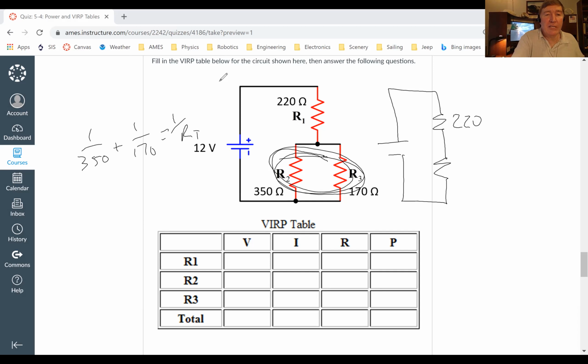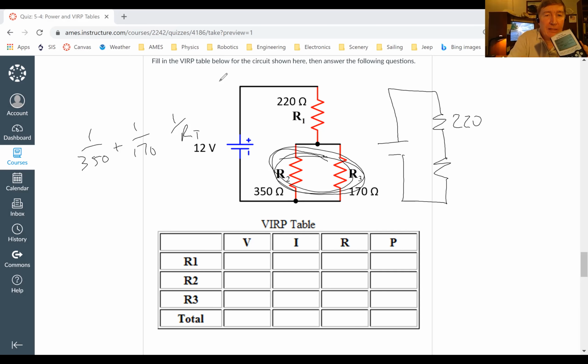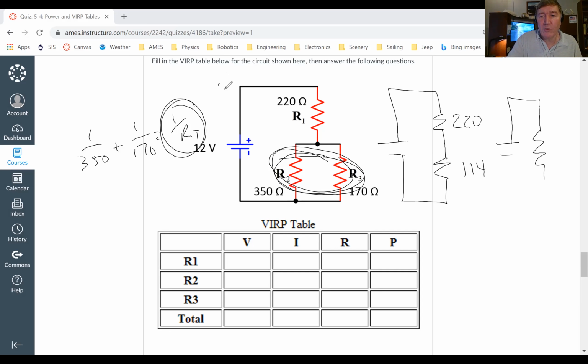So I'm going to use this equation to figure out what the value of this resistor is. I'm going to take 1 divided by 350 plus 1 divided by 170. The number that appears on my calculator is not our total. The number that appears on my calculator is 1 over our total. So I have to take 1 over that. So I get 114. All right, so Caden is suggesting that the next thing we do is we replace this with just one resistor where these two guys together have been combined. And since those are hooked up in series, we can just add them.